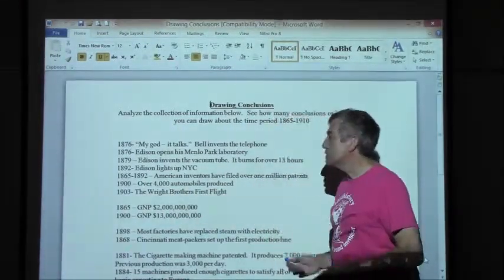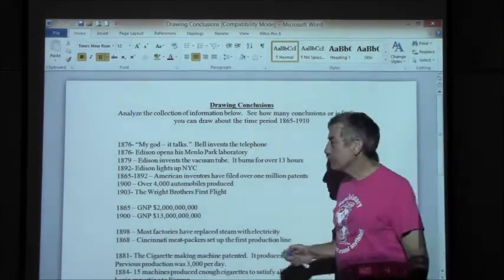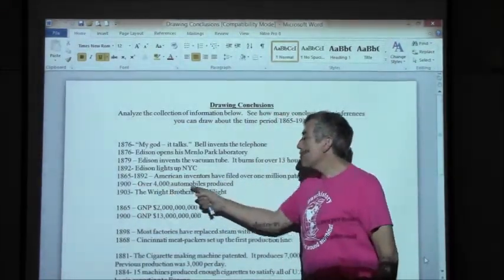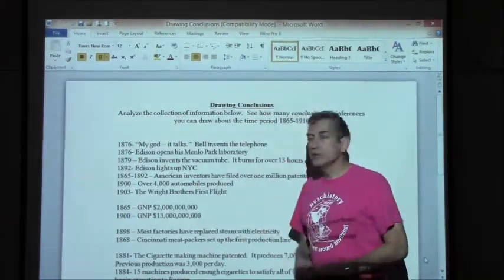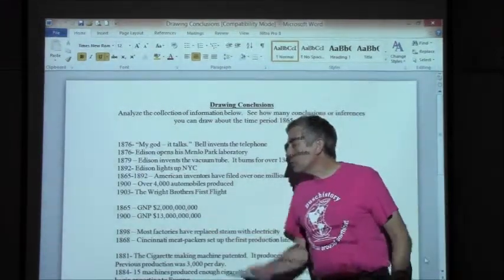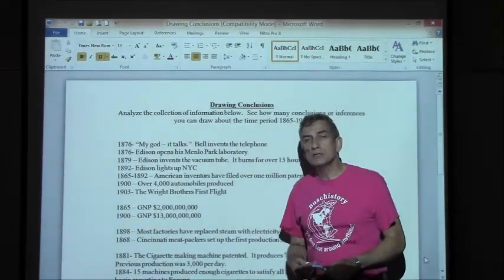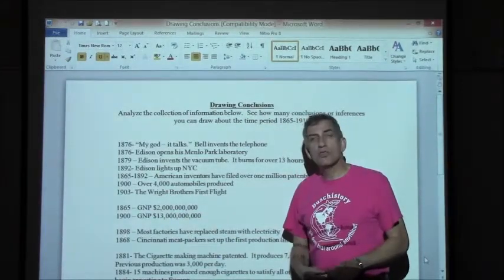1865 to 1892, American inventors had filed over 1 million patents. 1900, over 4,000 automobiles are produced. 1903, the Wright brothers took their first flight. In 1865, the gross national product of the United States was $2 billion. In 1900, the gross national product of the United States was $13 billion.